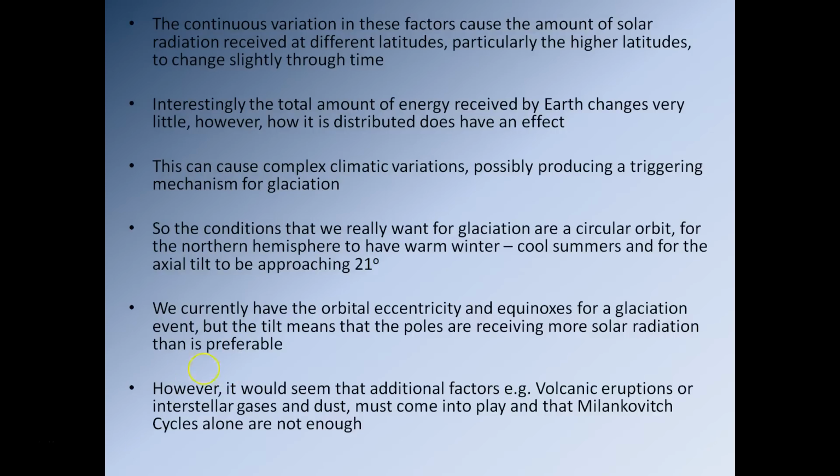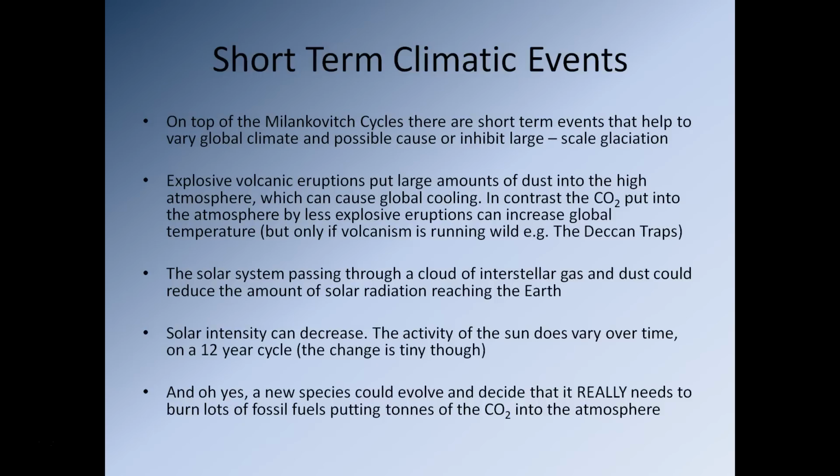However, it would seem that additional factors, as I said, like volcanic eruptions, interstellar gases, a whole mess of possibilities, will also act on top of the Milankovitch cycles. So that's why large-scale glacial events are relatively rare, because you need to achieve the perfect set of conditions in order to allow them to begin. And so, when we think of short-term climatic events, they work on top of the Milankovitch cycles, and those are factors like explosive volcanic eruptions, putting large quantities of dust into the high atmosphere that will reflect solar radiation back into space, reducing global temperatures.